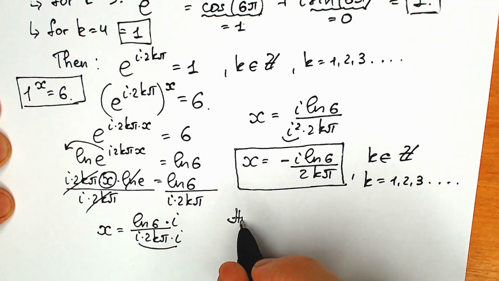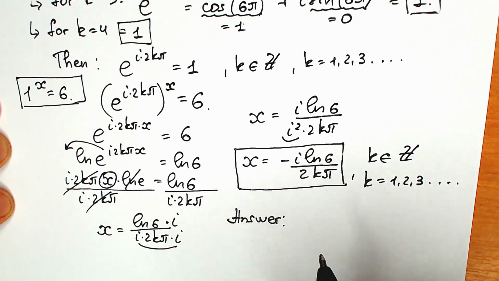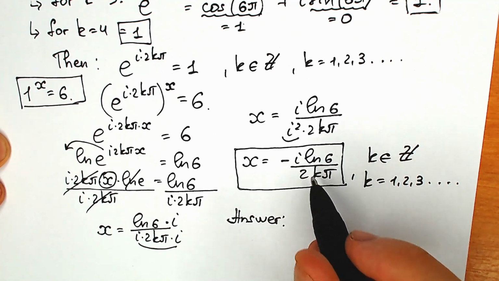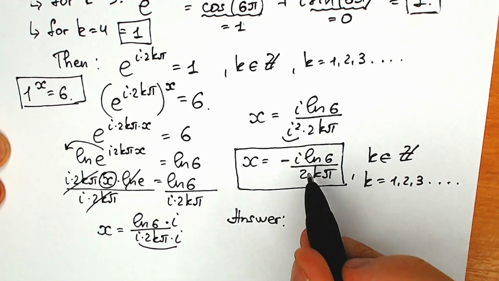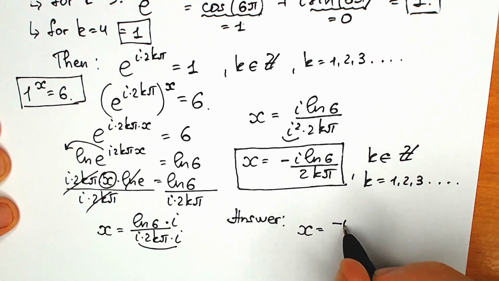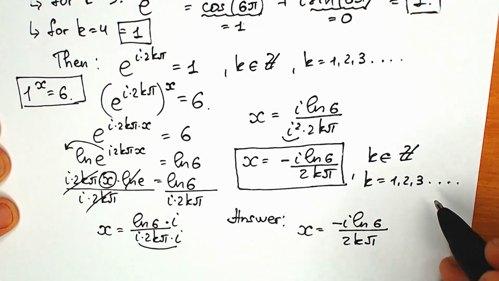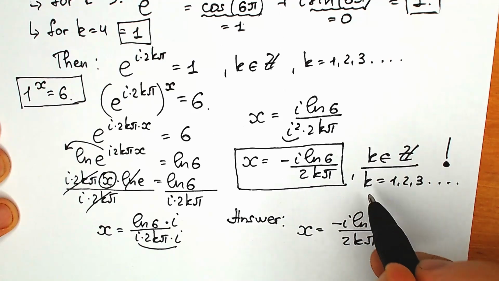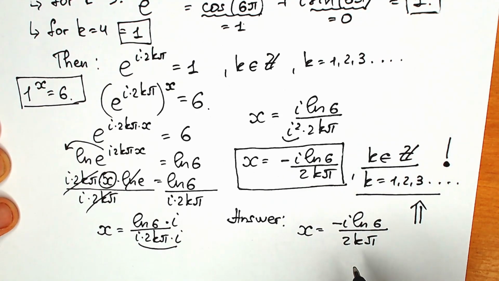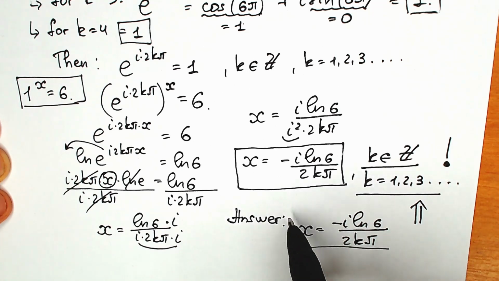So let's write our final answer to this question. Of course, this is not a full solution to this question, because we don't know what will happen when k is a real number value. We don't know anything about it. So let's write our final answer. So x is equal to minus i natural log 6 over 2kπ. And of course, don't forget about these two lines: k is integer. This is an extremely important part, because we don't know anything about k. When, for example, k is going to be a real number, we don't know any information about it. When k is integer, this is a solution to our question.